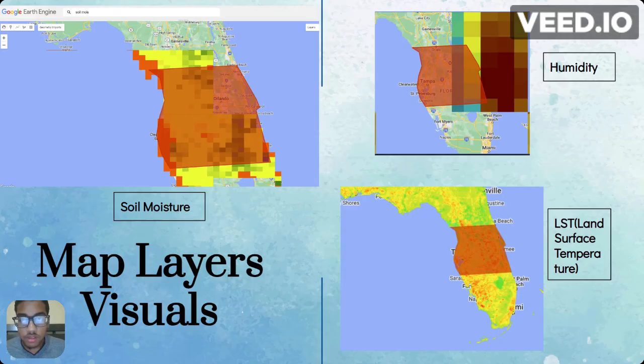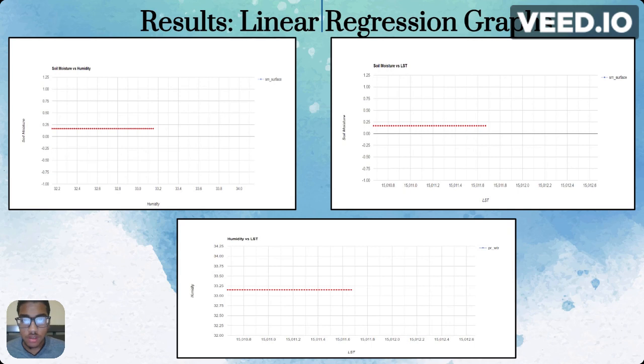So to start off, here's some map layer visuals. You can see the soil moisture, the humidity, the land surface temperature on Google Earth Engine. So here is my data on what happened. It shows that everything's kind of linear, and you expect the graph to actually just fluctuate, but it doesn't because it's a linear regression. So everything kind of impacts each other.